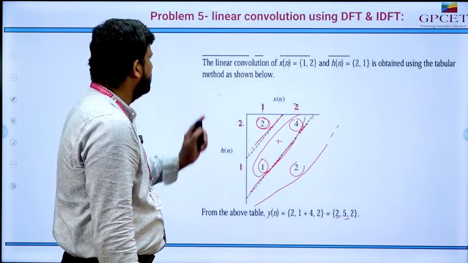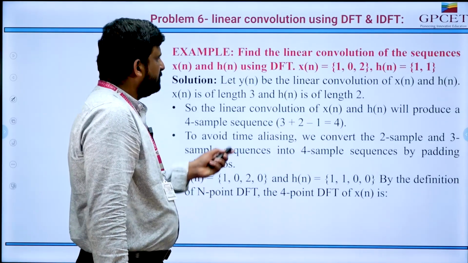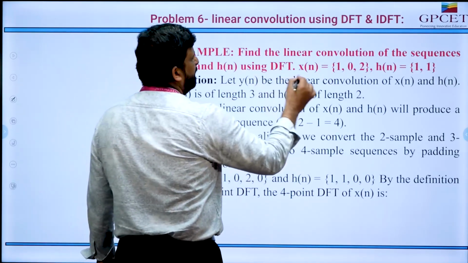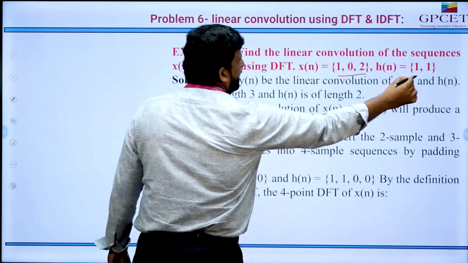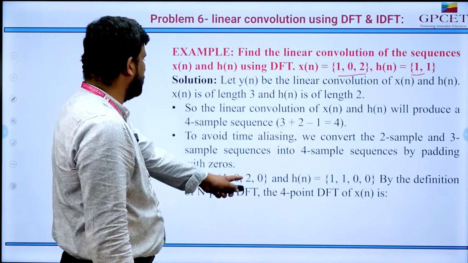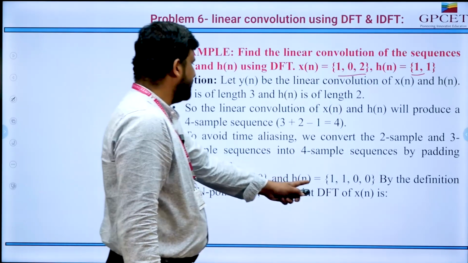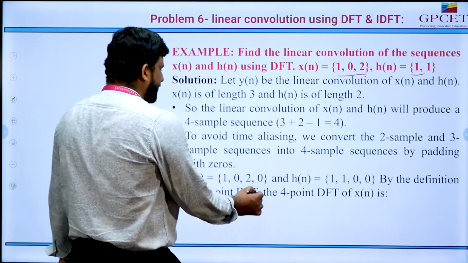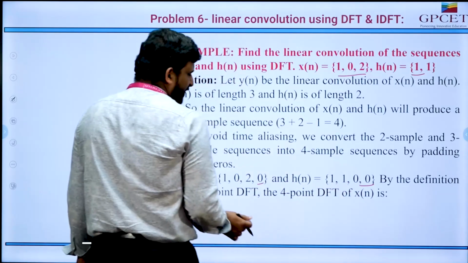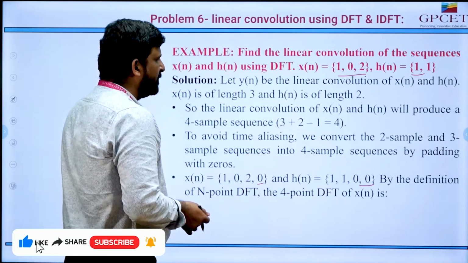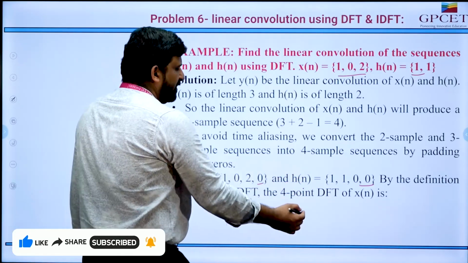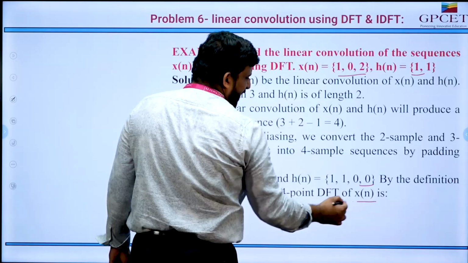So fine. Now another problem: find the linear convolution of the sequences x of n and h of n by using DFT. x of n and h of n are given. If you see here, x of n is equal to 1 0 2 0 and h of n is equal to 1 1 0. How many zeros have been added? One zero is added to x of n and two zeros are added to h of n to equalize the lengths of both sequences x of n and h of n. Same. Now I need to obtain the DFT of x of n.